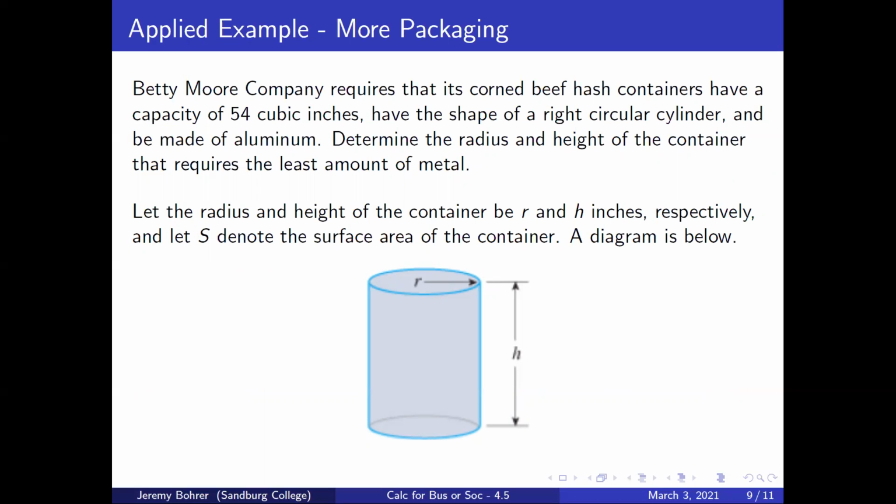Betty Moore Company requires that its corned beef hash containers have a capacity of 54 cubic inches, have the shape of a right circular cylinder, and be made of aluminum. Determine the radius and height of the container that requires the least amount of metal. Let the radius and height of the container be r and h inches, respectively, and let S denote the surface area of the container. A diagram is below.